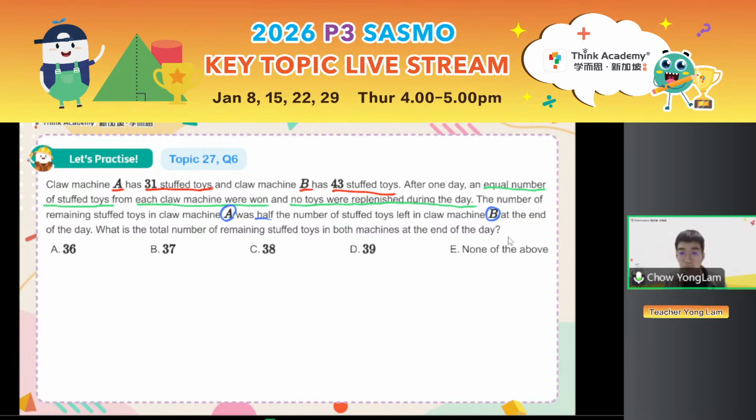Now this question is a bit weird, but I wonder, do you know how to draw the bar model here? Like A was half of B. What is the total number of remaining stuffed toys in both machines? Okay, so do you see the multiple relationship here? Actually, the multiple relationship is not that obvious. Yeah, kinda. But let's try to think about it. A was half of B. This half is actually the multiple relationship that I'm talking about. All right, so A is half of B.